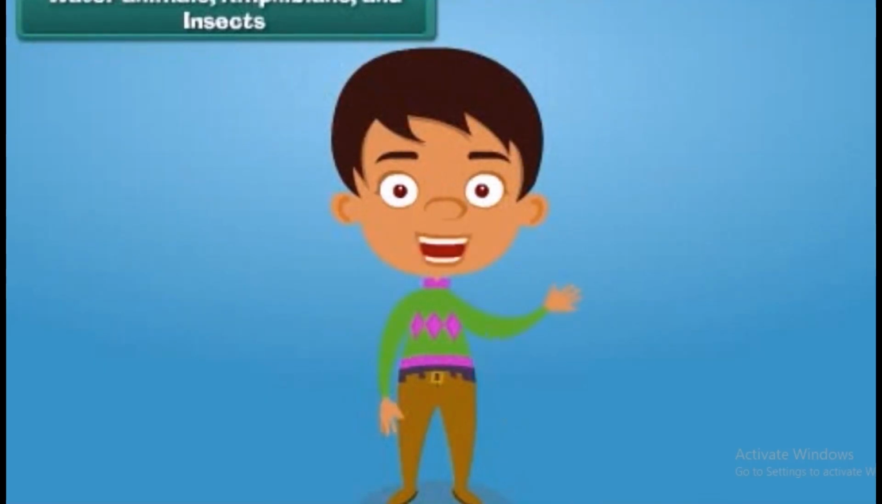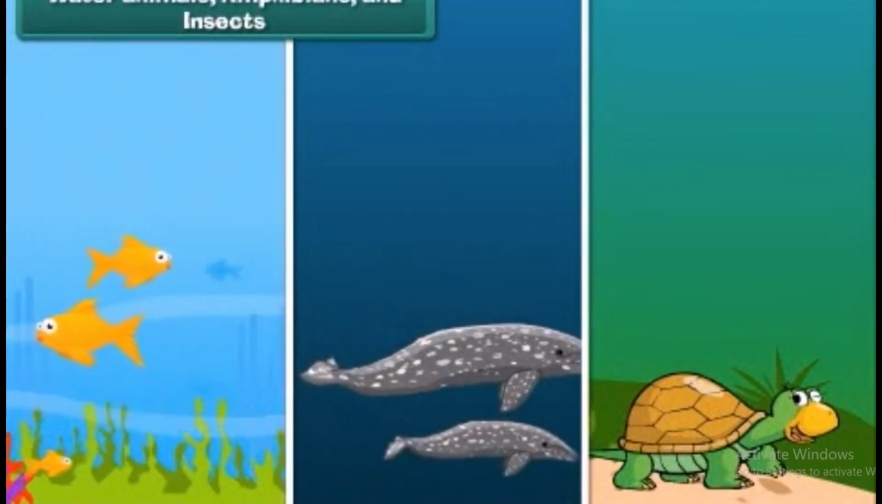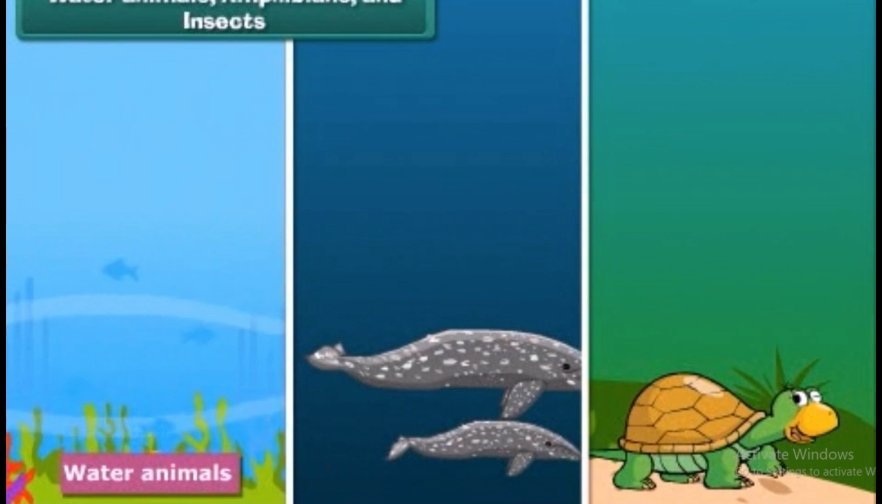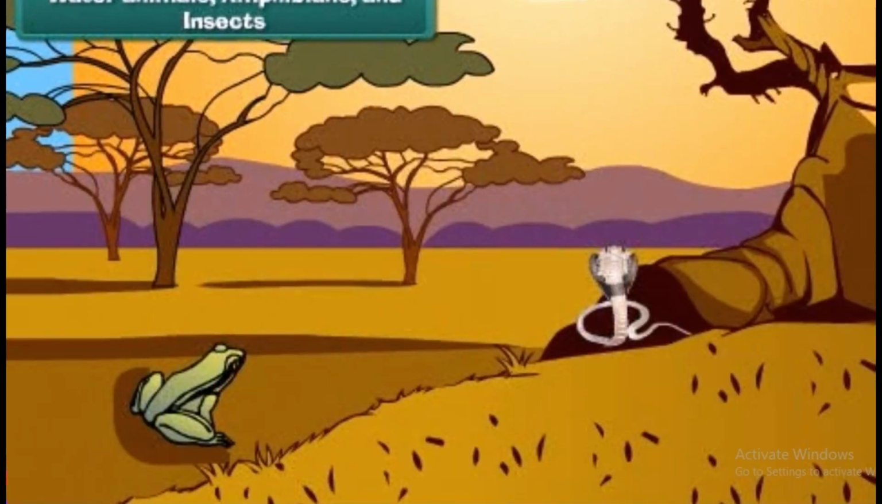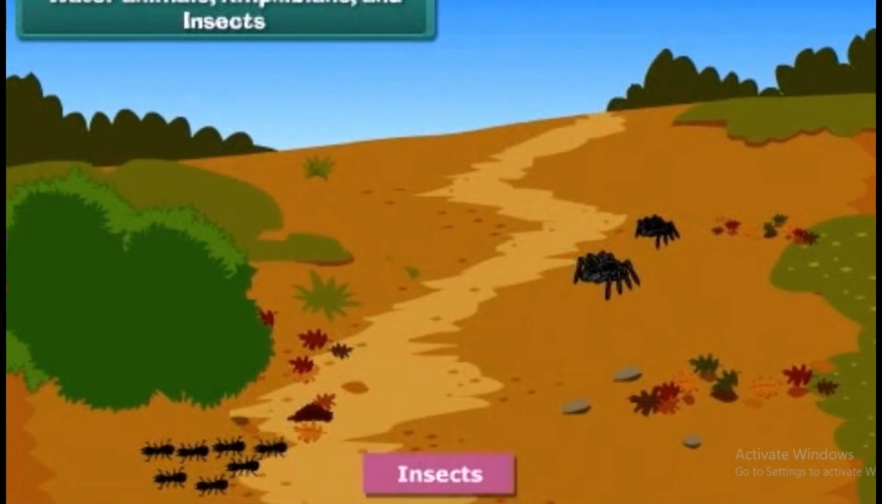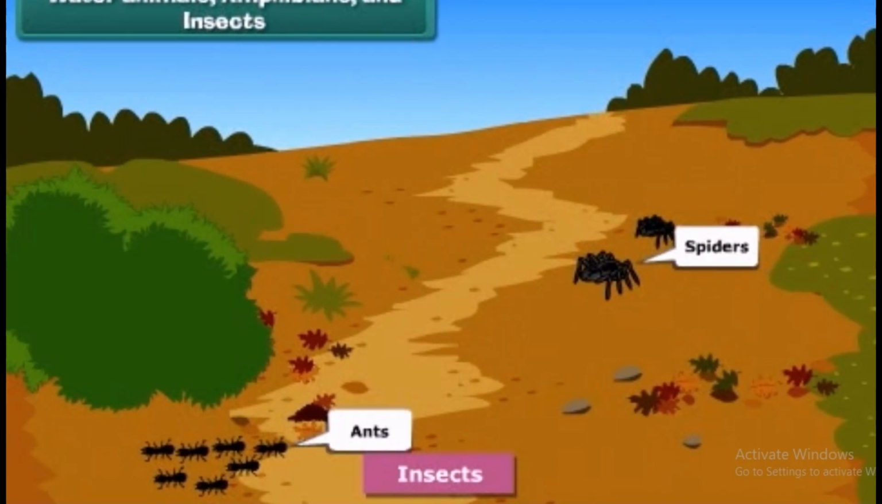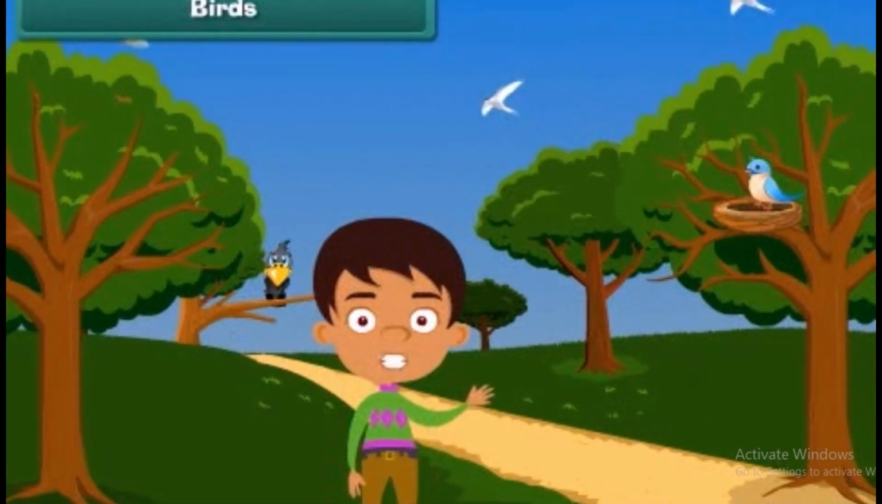Now let us know about other animals like water animals, amphibians, and insects. The animals that live in water are called water animals. Fish, whale, and tortoise are a few examples of water animals. There are some animals that can live both on land and in water. These are called amphibians, for example, frogs and snakes. The insects crawl on the ground or other supports, for example, spiders and ants. Some insects can fly also. Now let us learn about birds.